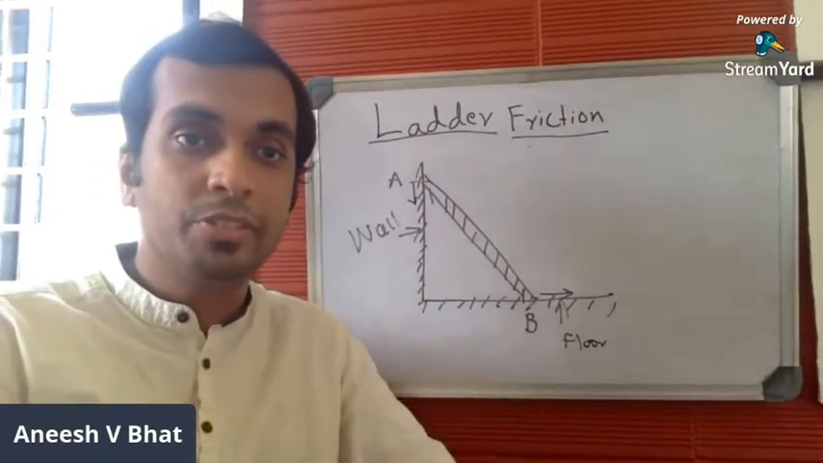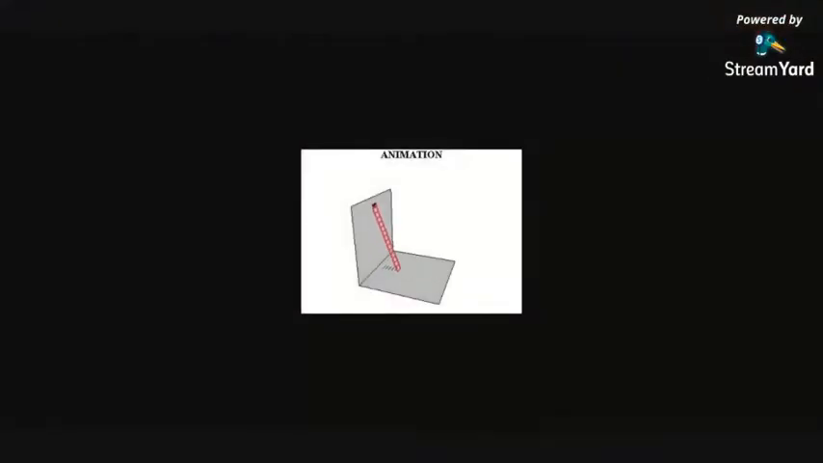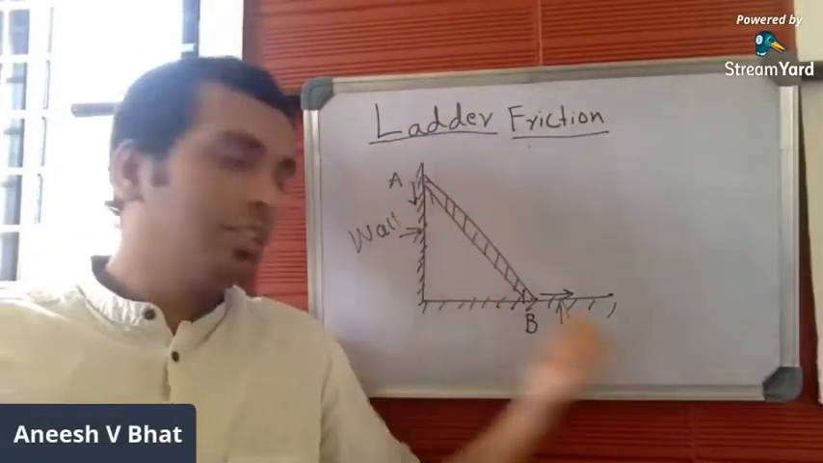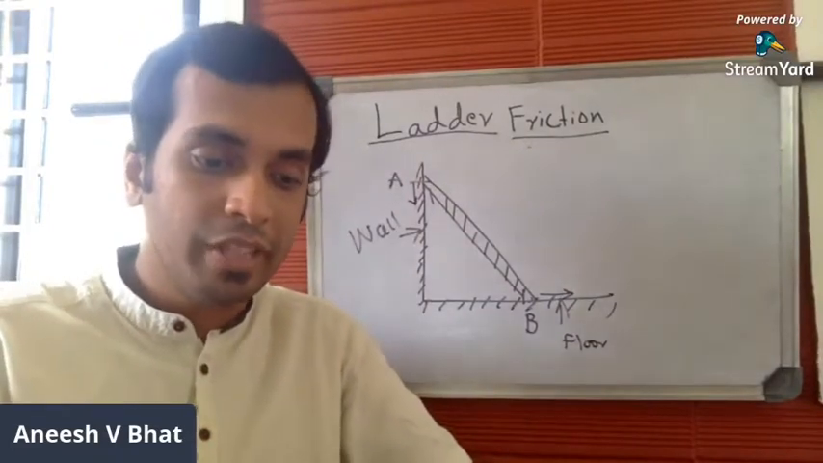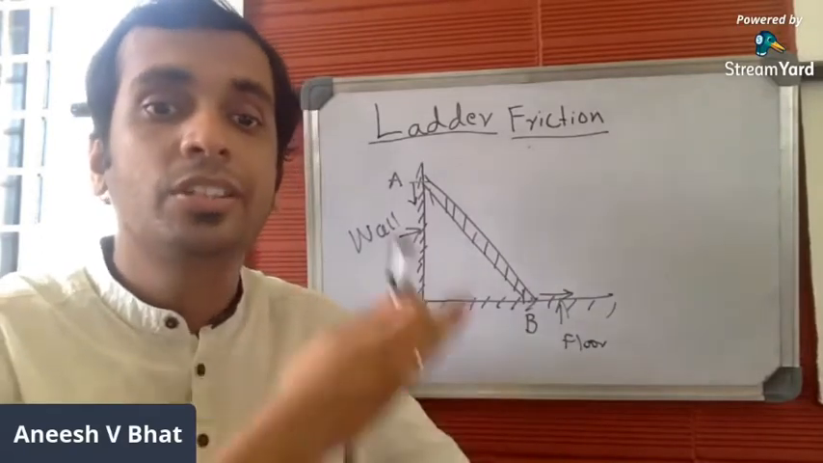Let me just show the shared screen. It goes in this way. If you can see the animation, this is the trend of motion, which is downwards as far as the vertical surface is concerned, and as far as the horizontal surface is concerned, it moves horizontally to the right. This is the trend of motion whenever a ladder slips down. Only when the ladder slips down, there is a friction between ladder and wall and between ladder and floor. That particular friction is called ladder friction.